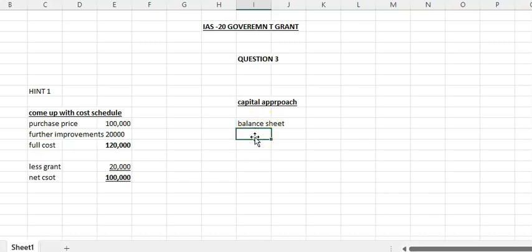The balance sheet will be a direct balance sheet that we know, starting with cost. What is the cost we calculated? 100,000. And then we less depreciation, so we need to calculate the depreciation. Depreciation is cost minus residual value, divided by useful life.